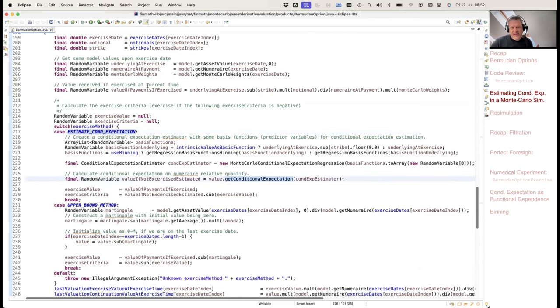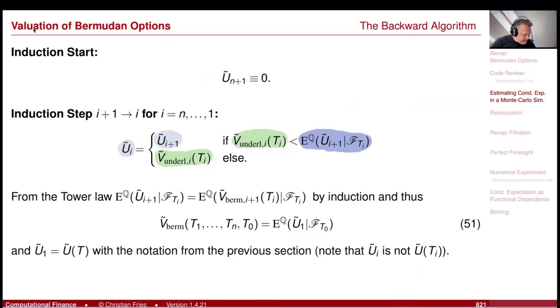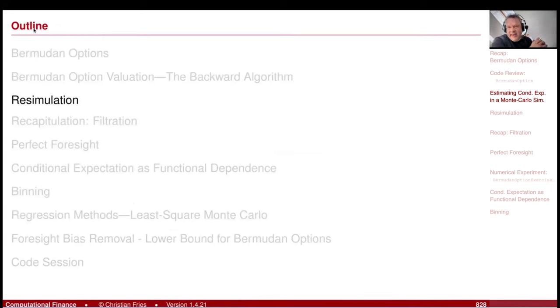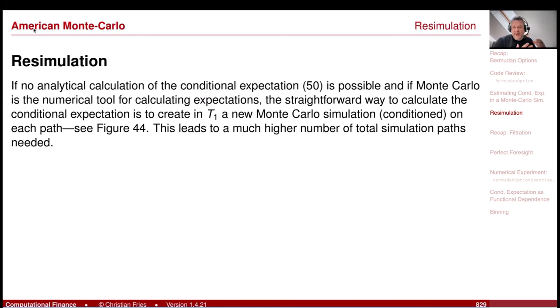So we need to talk about this black box here. How do we estimate the conditional expectation in a Monte Carlo simulation? I will first show you two methods that do not work. It's sometimes nice to also study methods that do not work, because by getting an intuition for why it does not work, you get insights that may help you derive a method that in the end works. The first one would work, but it does not work because it is computationally too time consuming. It would be to perform a full resimulation.